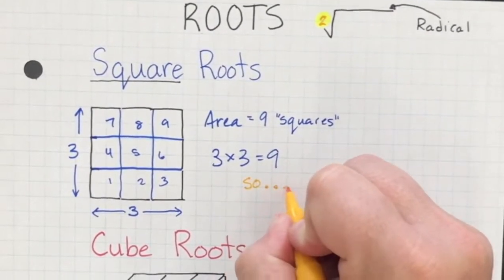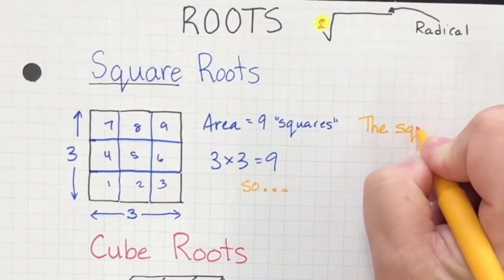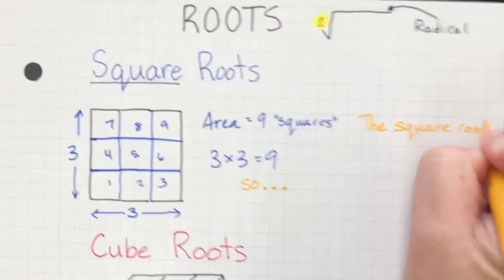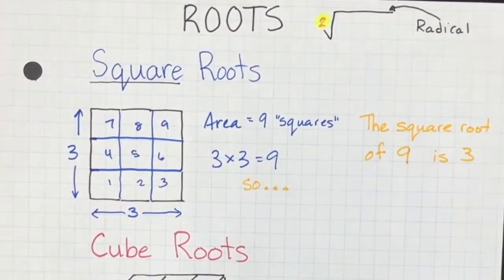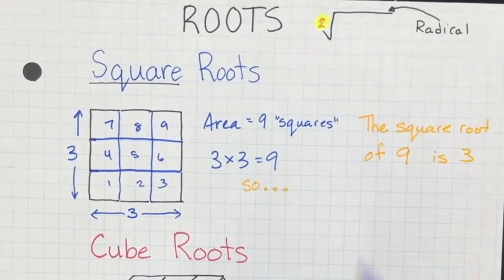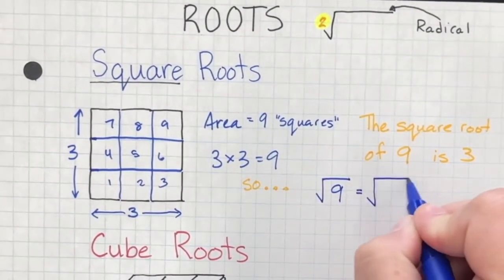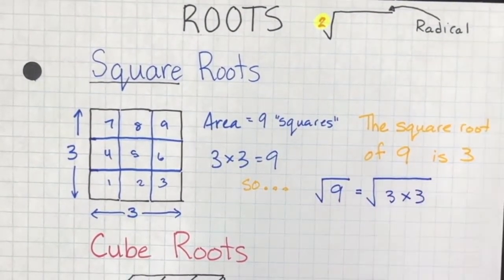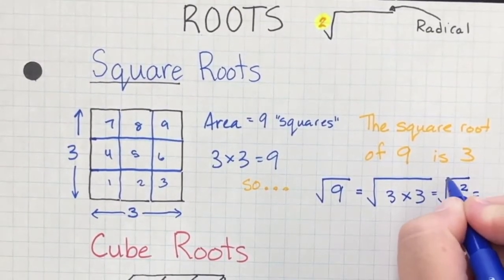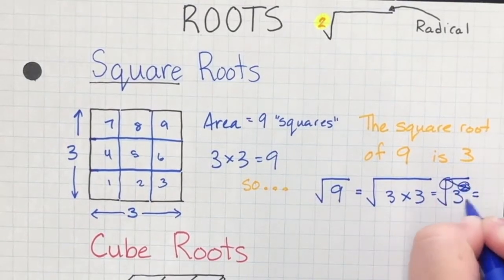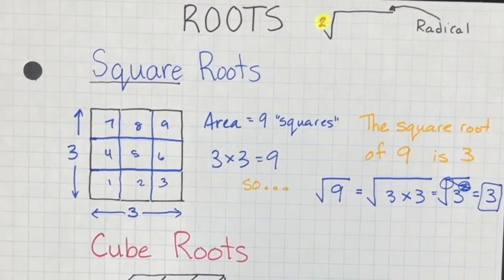So if we were to take the square root of 9, so there are 9 squares, how long is each side of that square that makes the 9 little squares? Then the square root of 9 is 3. We show that with the 9 under the radical. We can think of 9 as 3 times 3, which is 3 squared. The exponent 3 squared cancels out the radical, so the answer is 3.